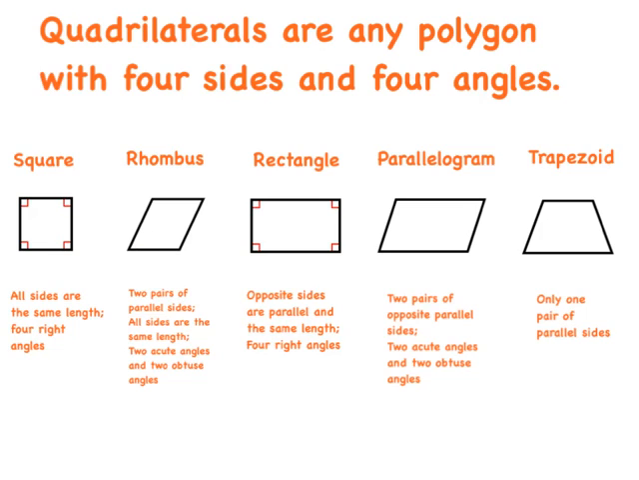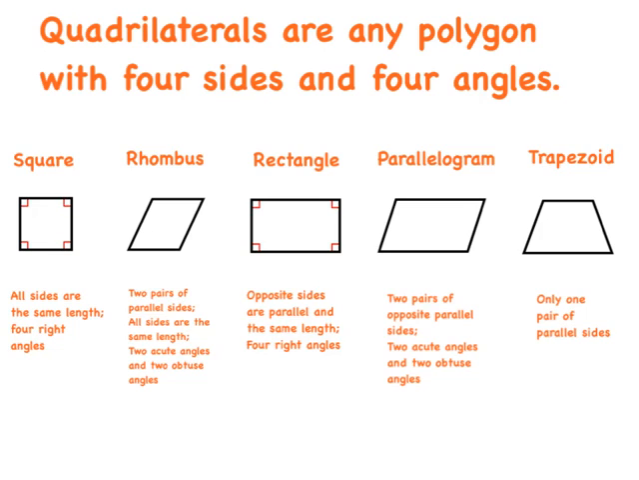Next, I have the rectangle. On the rectangle, the opposite sides are parallel, and the opposite sides are the same length, meaning this side and this side are the same length, and then the top and the bottom are the same length. And on a rectangle, I see four right angles. Beside that, we have the parallelogram. Now, on the parallelogram, opposite sides are parallel, but this time I have two acute angles and then two obtuse angles.